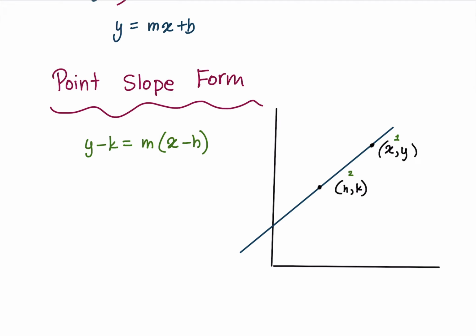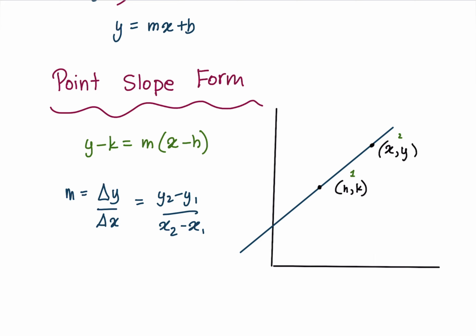Actually, instead I'm going to take it the other way around. So this will be 1 and this will be 2. So we're going to go ahead and substitute that in. So we're going to find the slope, which is m. So that is delta y divided by delta x, which is y2 minus y1 divided by x2 minus x1.